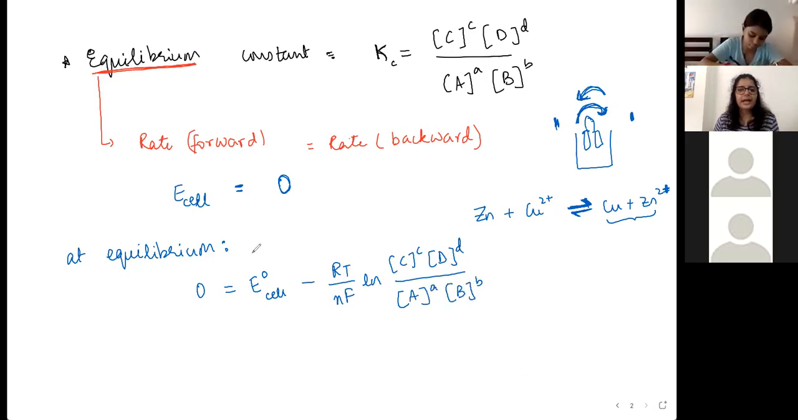And because this is the equation we are considering at equilibrium, this value, concentration of products upon concentration of reactants, will be equal to Kc. So standard potential is related to equilibrium constant in this equation: E naught cell equals RT/nF ln Kc.